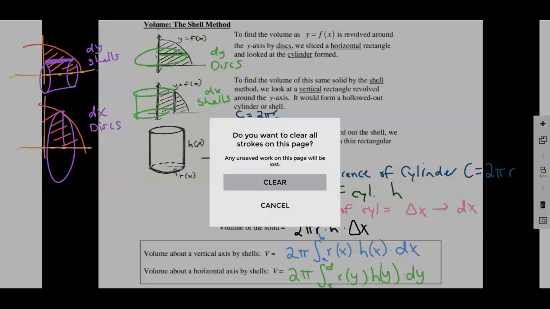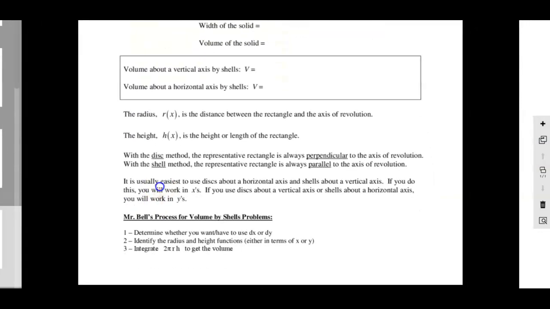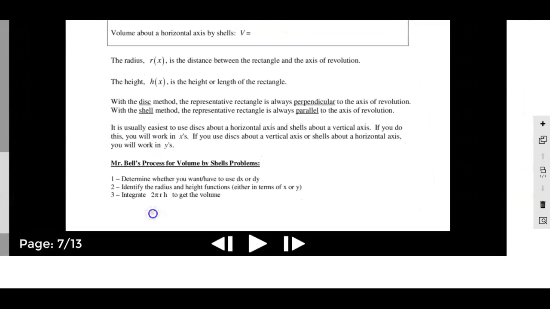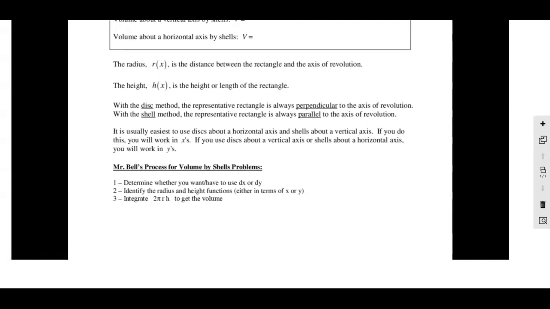Now, an important note: the AP exam is not going to ask you about shells. It's going to pretty much always want you to do solid disks or washers. But I think it's nice knowing how to do the shell method also, because if you don't know it, you're kind of going through without having your full armada of tools. For area, we can always do dx or dy. Sometimes one is easier than the other, but we can always do either.